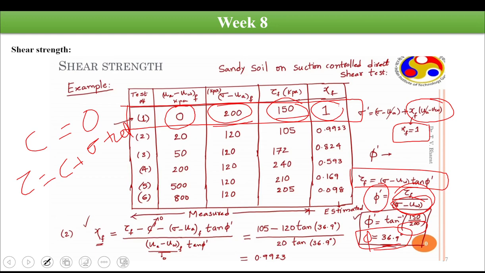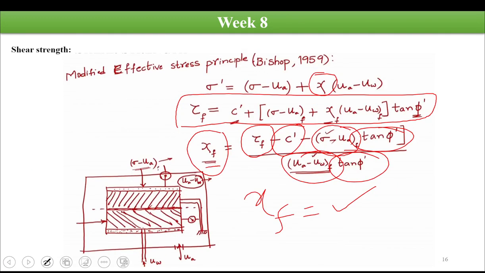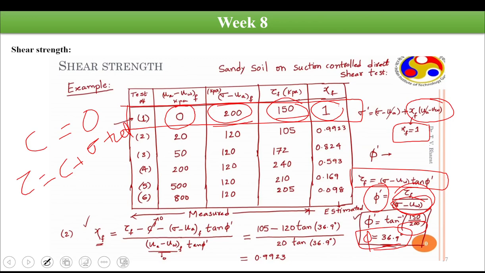Fine. So from the first observation, we can determine the value of phi, and we are assuming that this phi will not change as the matric suction is changing. So phi will remain the same all the time for the same material, right? So we will now make use of this equation which we studied, that came from the modified Bishop's equation, and using this we will determine the value of this effective stress parameter for different suction levels. Okay, so we'll be doing this one by hand calculation, and the others we'll do in Excel.